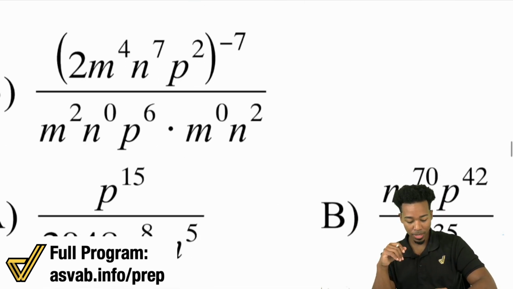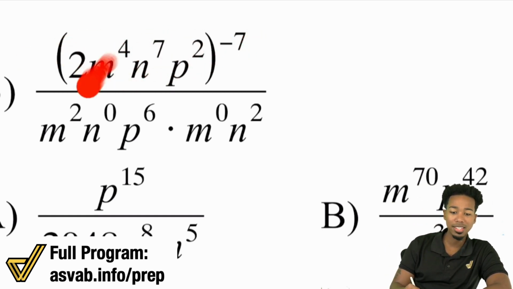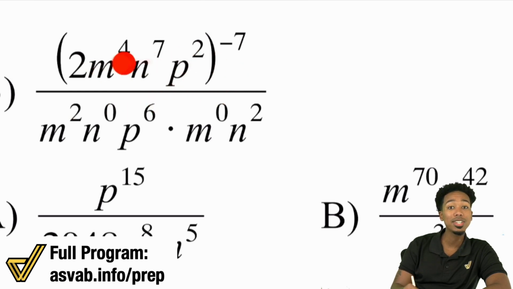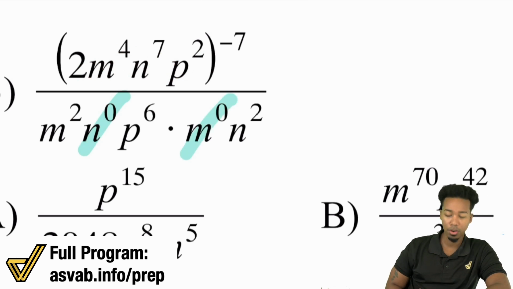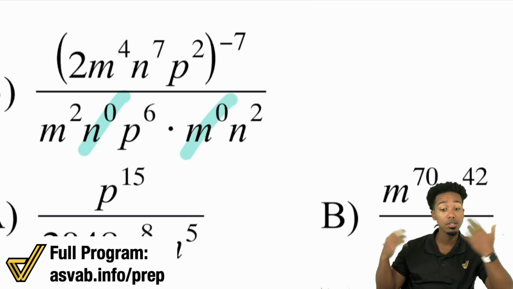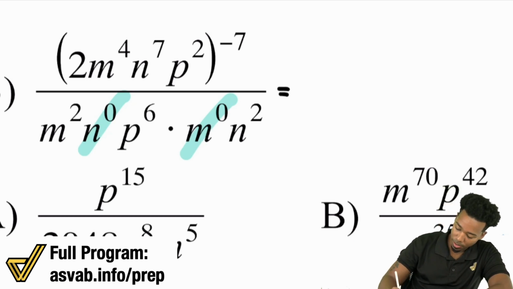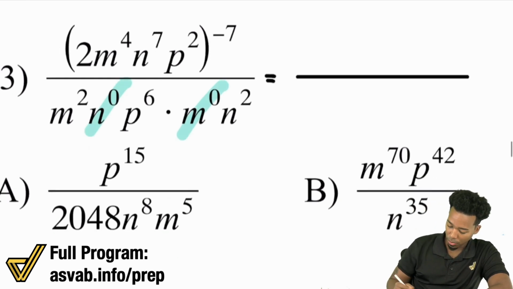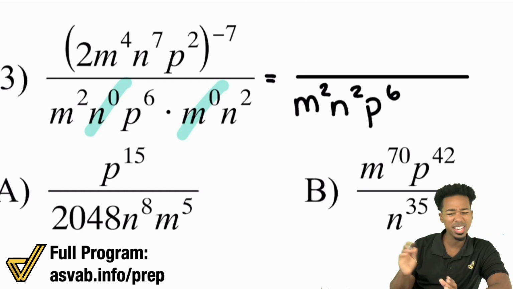Starting now. So I see here that we have immediately a power of negative 7, so I'm going to leave all of this alone. I can't make this interact with any of this yet because it's still in the parentheses. So what I have to take care of is n to the power of 0 and m to the power of 0. Anything to the power of 0 is 1. So we're set there. And so what we have now is going to be, put that fraction sign. Do we have anything that we can mix together here? M, P, N, nope, nothing. So I'll just rewrite it. M squared, N squared, and P to the power of 6, just doing it alphabetically.